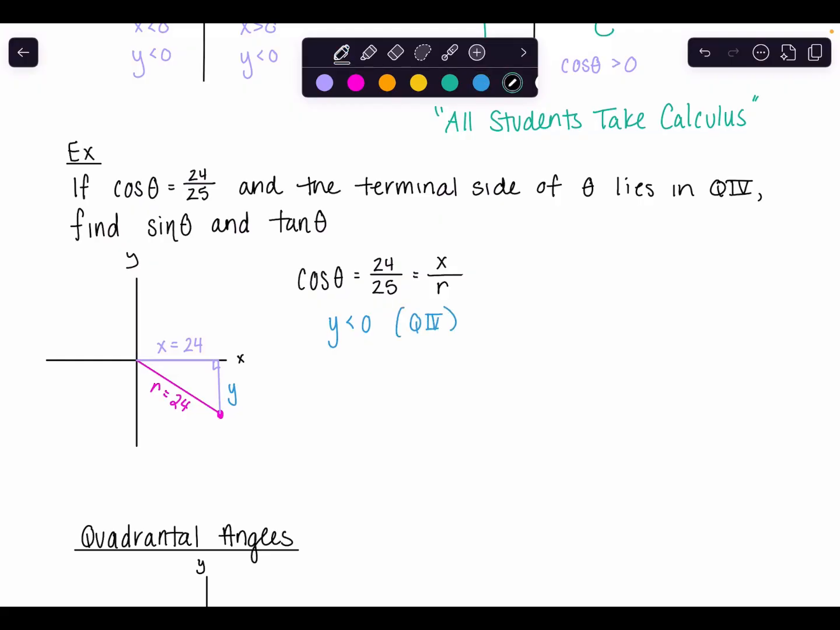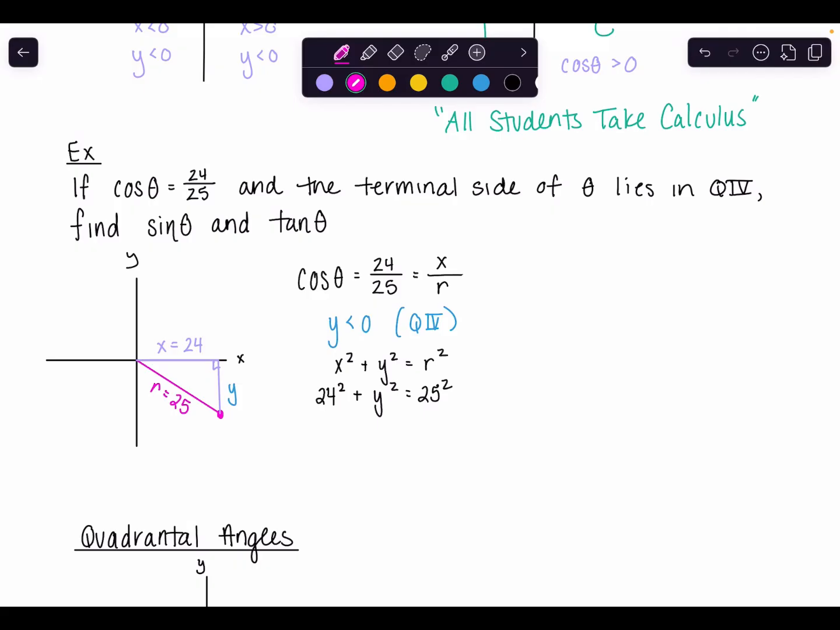Okay. So to actually find our y value, we just use the Pythagorean theorem. X squared plus y squared needs to equal the hypotenuse squared. X is 24. We don't know y. And then r is 25, which I accidentally miscopied right here. Sorry about that.